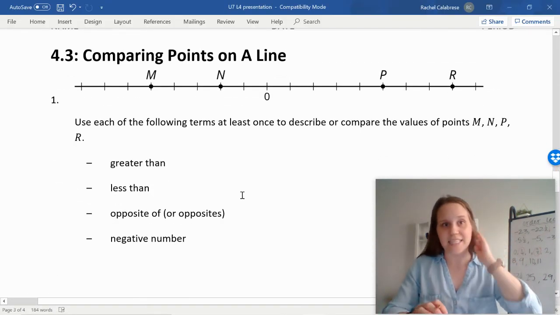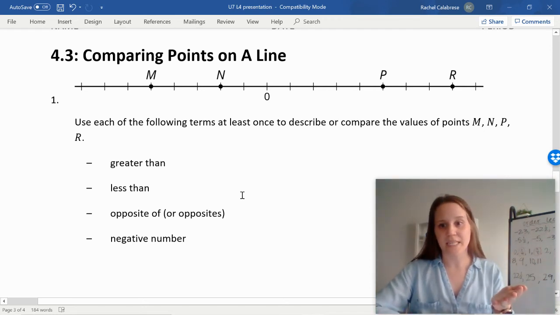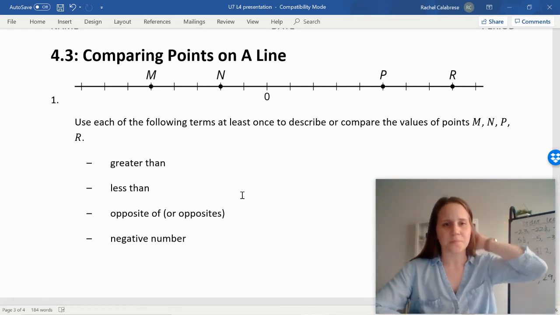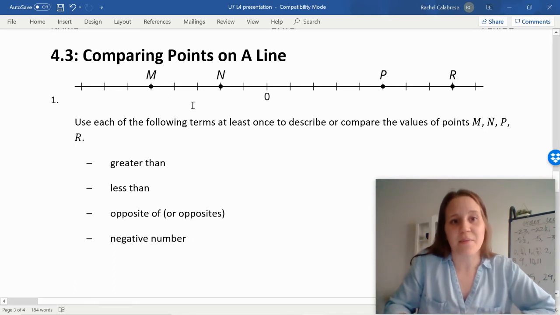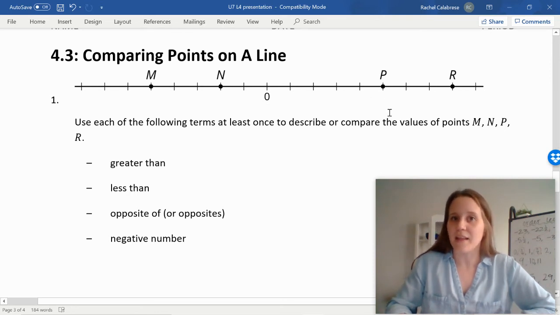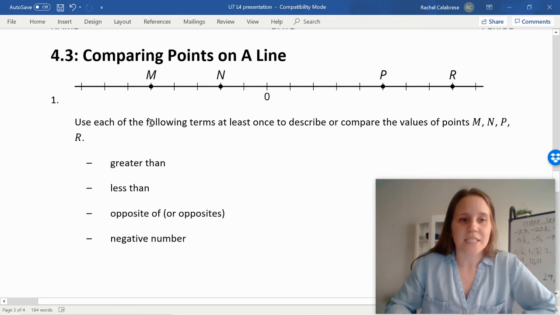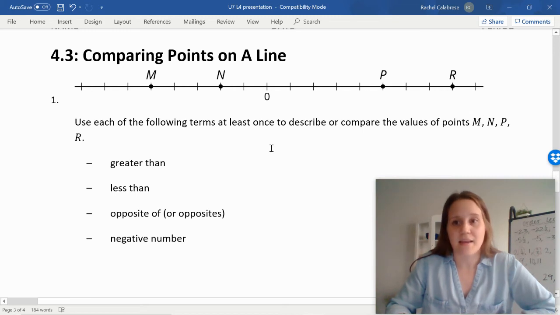This will be our last task of class today. We are going to now compare these points on a line. So these points you'll notice are labeled with variables, not numbers. That's okay. Where they are on the number line still represents their value. Okay. Number 1 says use each of the following terms at least once to describe or compare the values of points M, N, P, R. Okay, we need to use the terms greater than, less than, opposite of or opposites, and negative number.